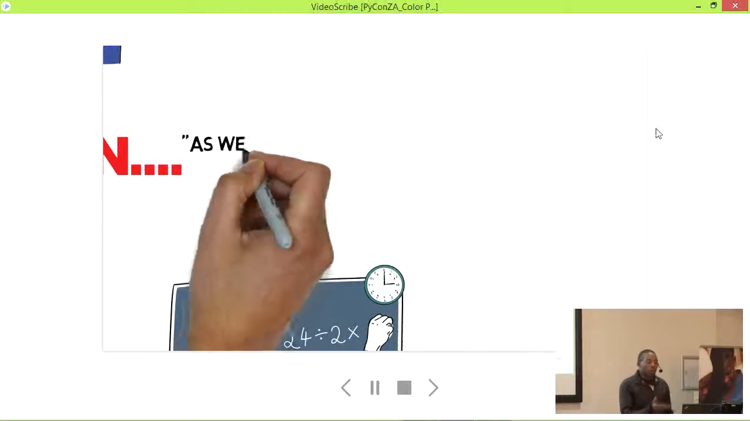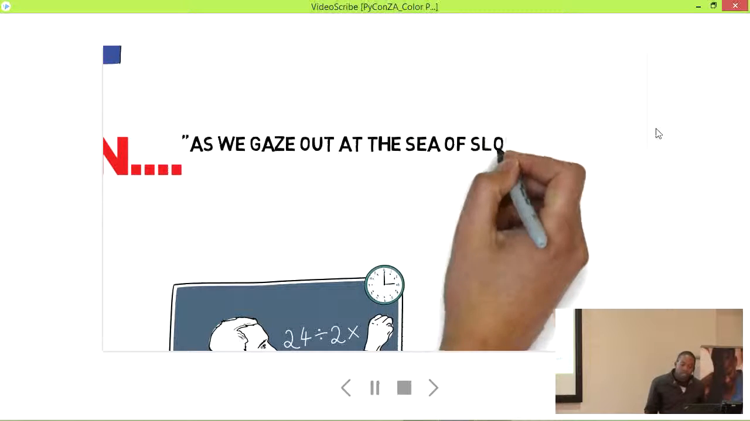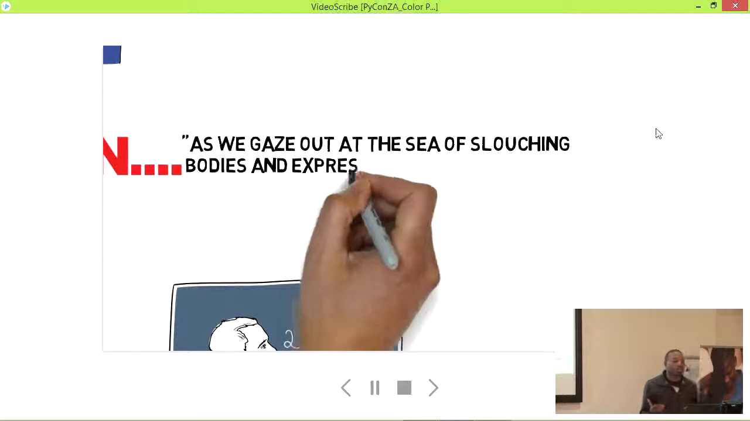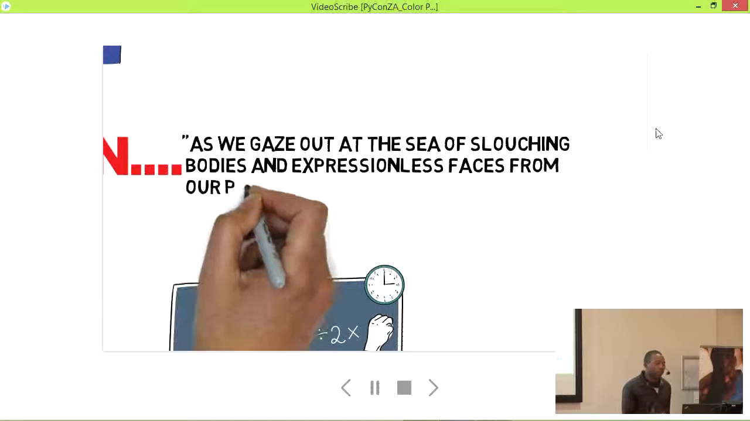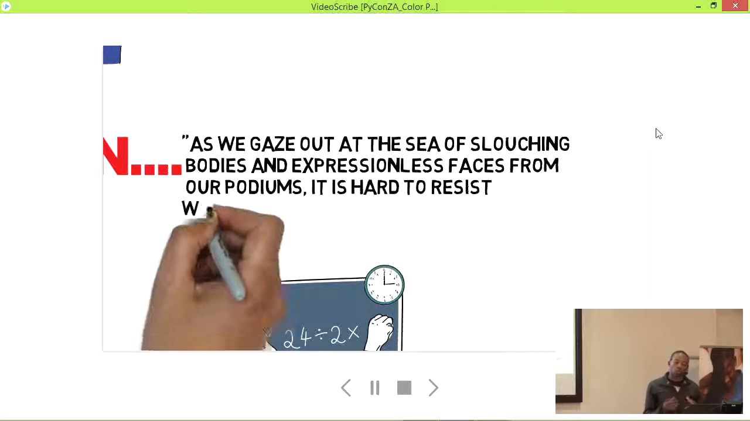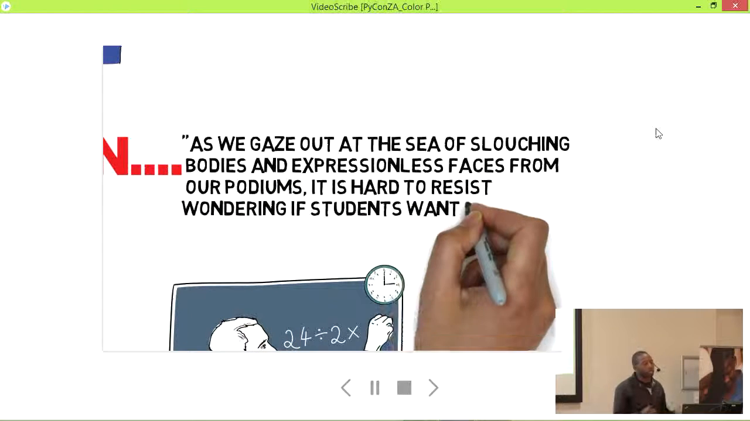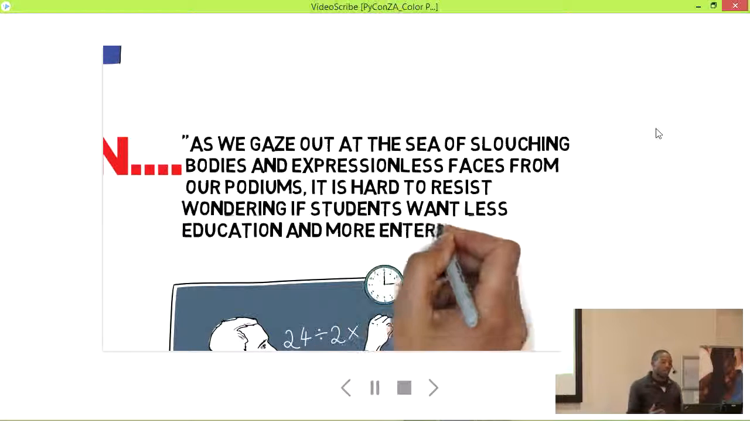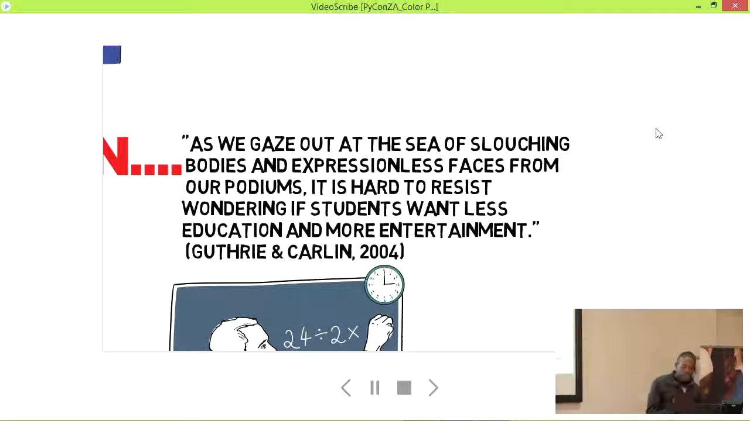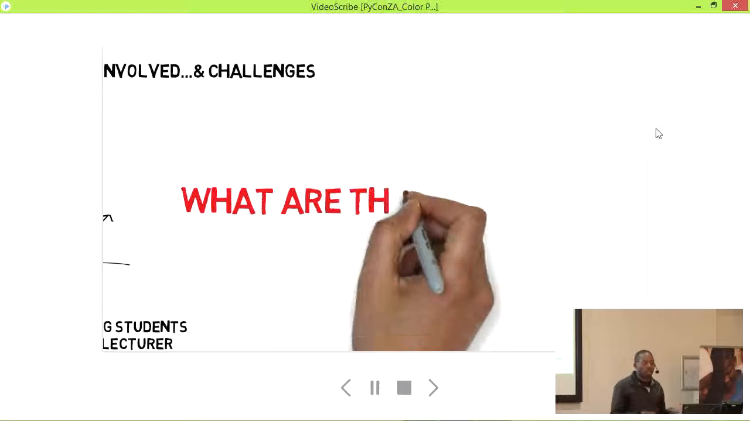So one of the questions that researchers asked is, as we gaze out of the sea of slouching bodies and expressionless faces from our podiums, it's hard to resist wondering if students want less education and more entertainment or what. And that's a nice quote by Carlin in 2004. And this is really what we want to answer and what we want to achieve.